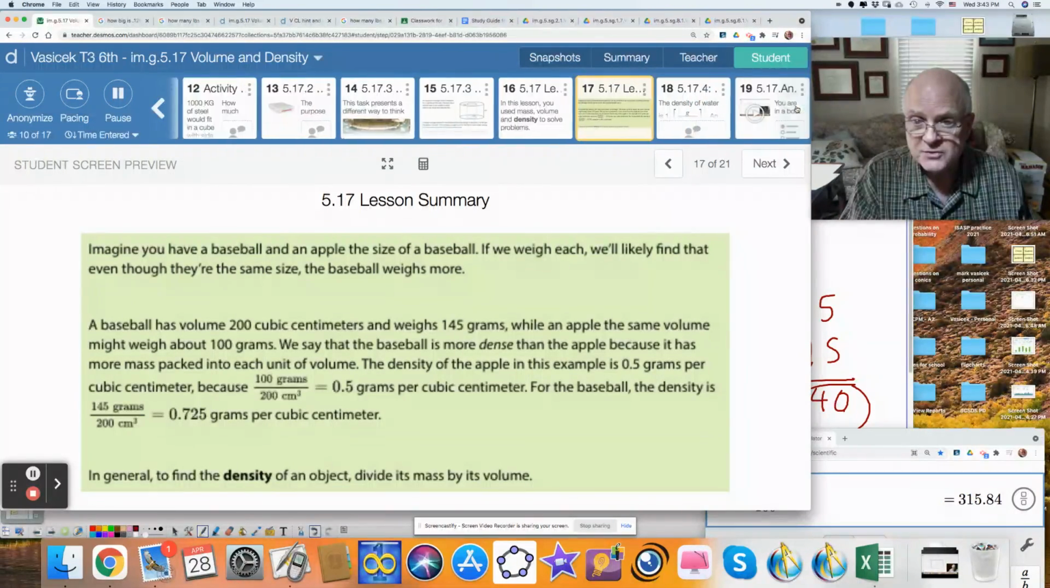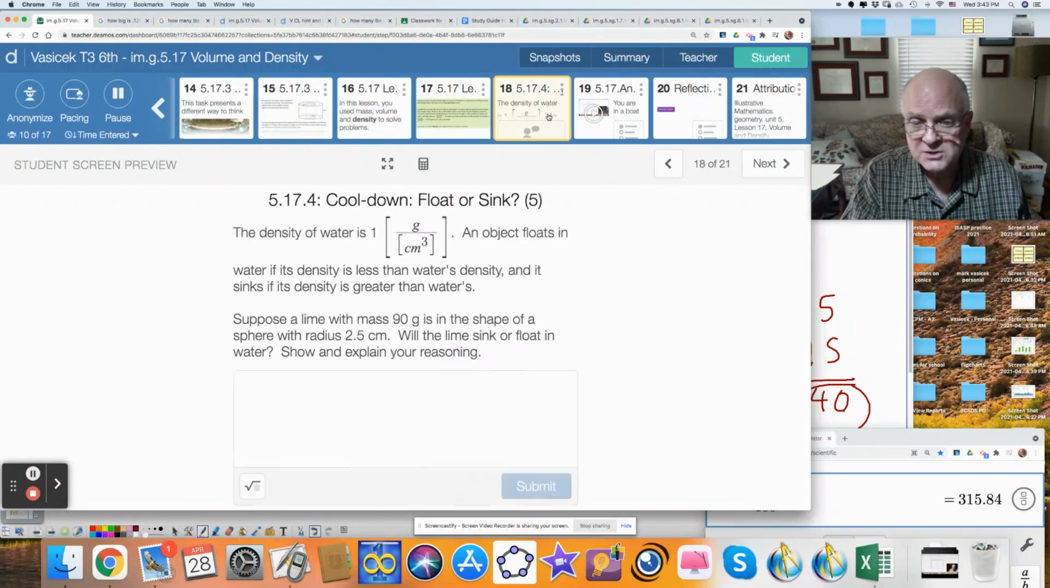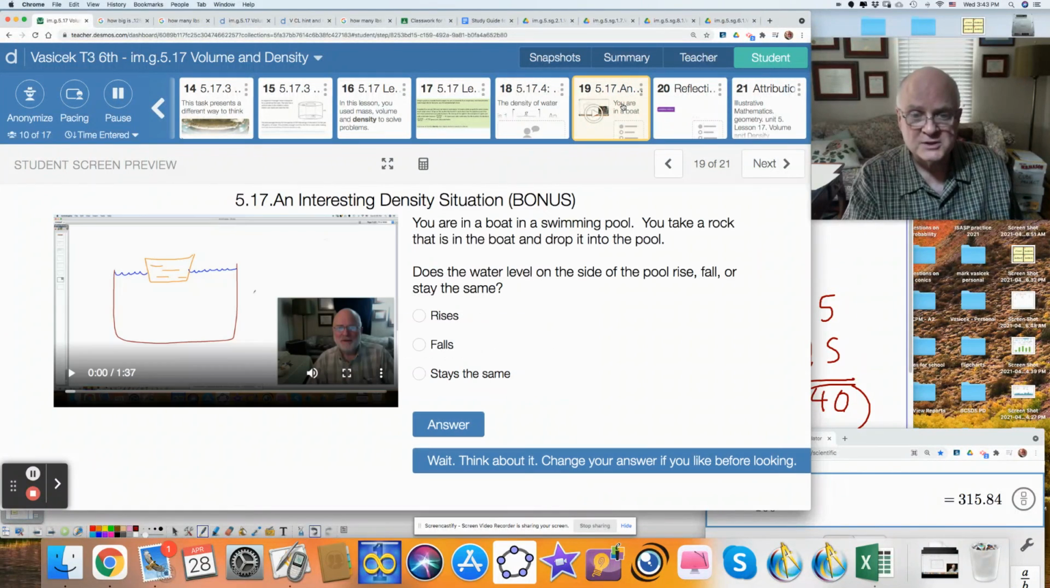There's a summary page here for you to watch, and then there's a shutdown. There's also a bonus question on page 19. I tell you about a problem that I ran into in college. So anyway, density is equal to the mass divided by the volume.